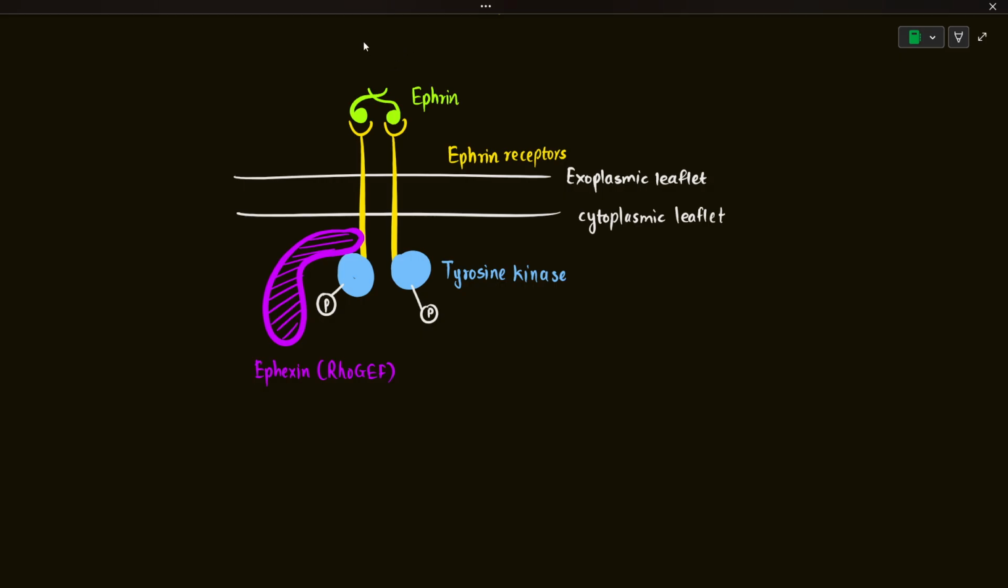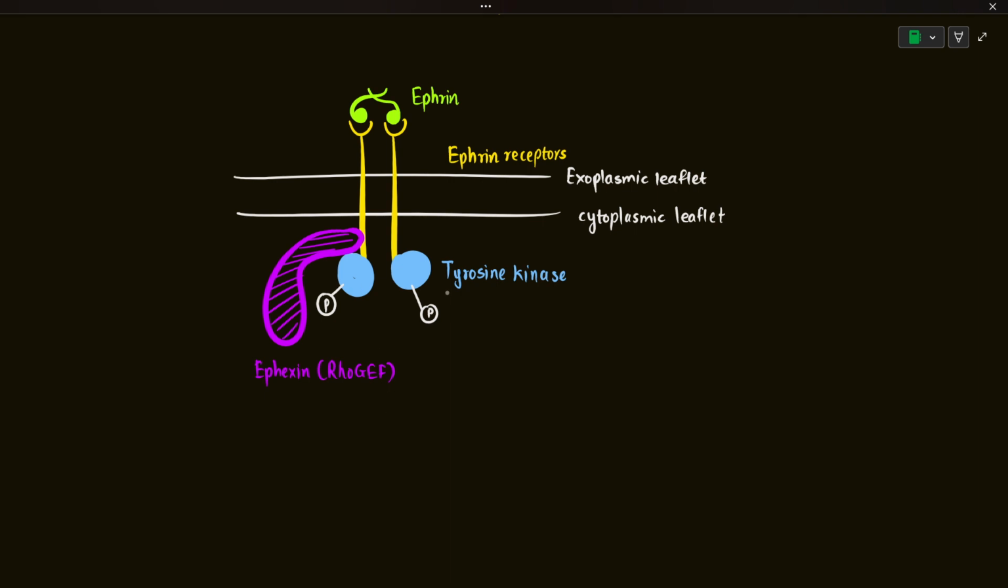But in this case, the Ephexin, which is a Rho-GEF, which the response of the EPH receptors depends on, is coupled with the cytosolic domain of the EPH receptor, right?